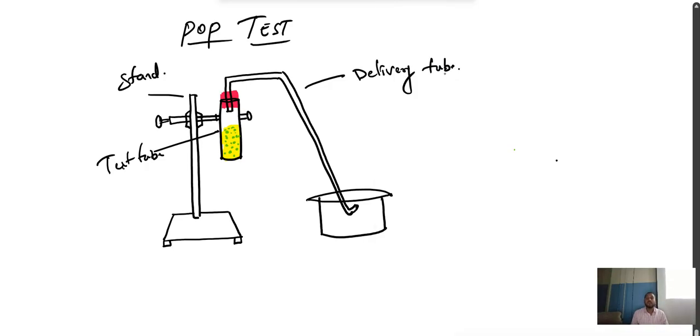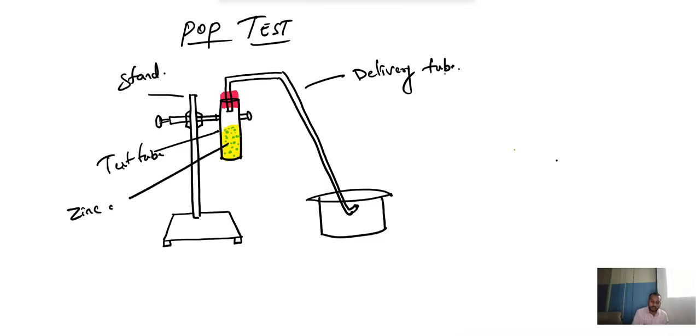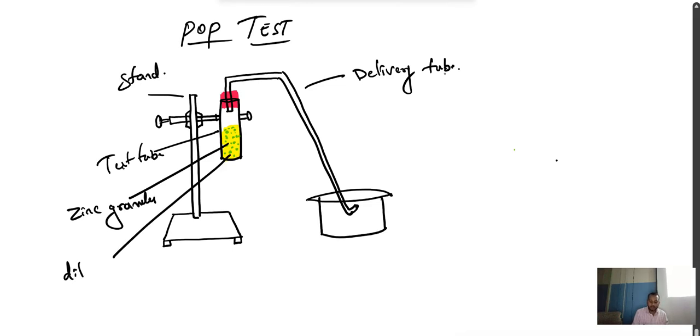Followed the step. The small dots are what? Zinc granules. And this yellow color liquid, dilute H2SO4, that is sulfuric acid. Once both of these mix with each other, the reaction takes place. When zinc reacts with dilute sulfuric acid, some gases will liberate. Can you see this? Those gases will come out.